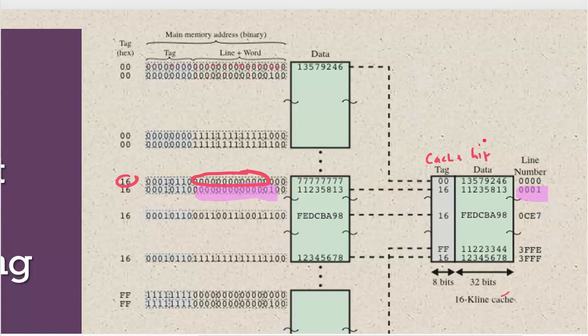But if the CPU asks for line 000 with tag 00, then you would have this copy of data on the cache, and you would get a cache hit. Oh, sorry, I previously said a cache hit, but it should be cache miss before. If the data is not there, you would get a cache miss. If the data is already copied in the cache, then you would get a cache hit.